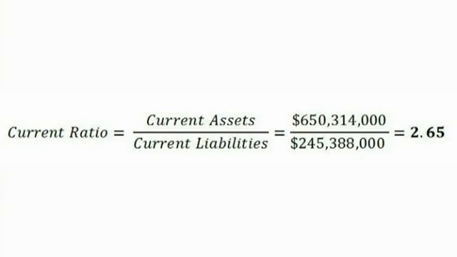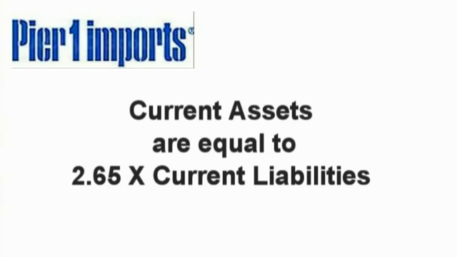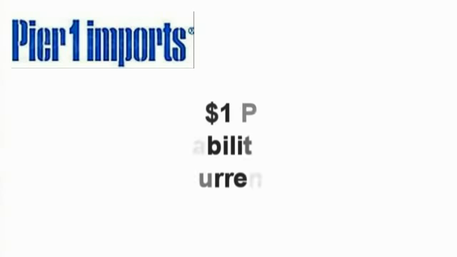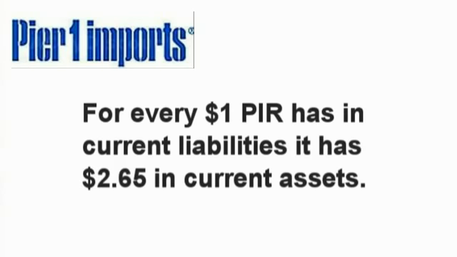Therefore, the current ratio for Pier 1 is $650,314,000 divided by $245,388,000, with the ratio of 2.65. Pier 1's current ratio is 2.65. This can be expressed in times or in dollars. It simply states that Pier 1 has 2.65 times current assets as it does current liabilities. You could also say that for every dollar that Pier 1 has in current liabilities, it has $2.65 in current assets.